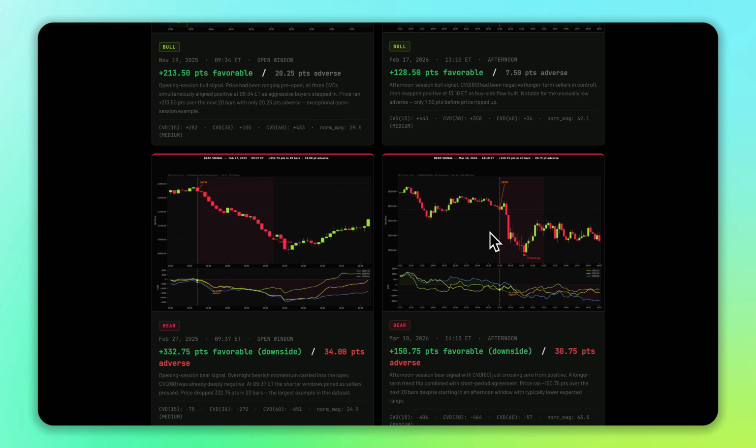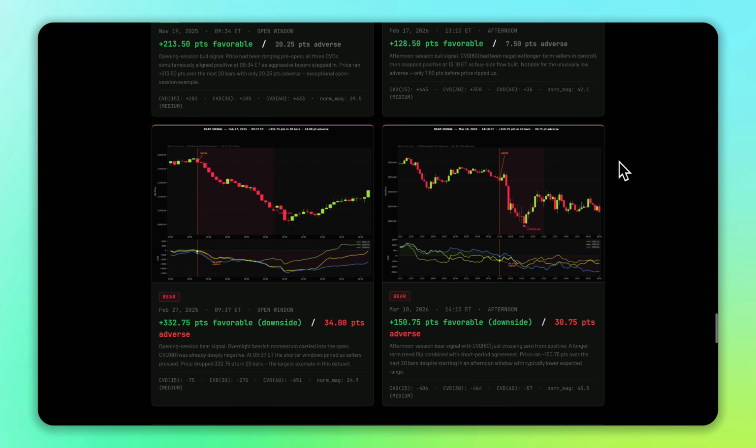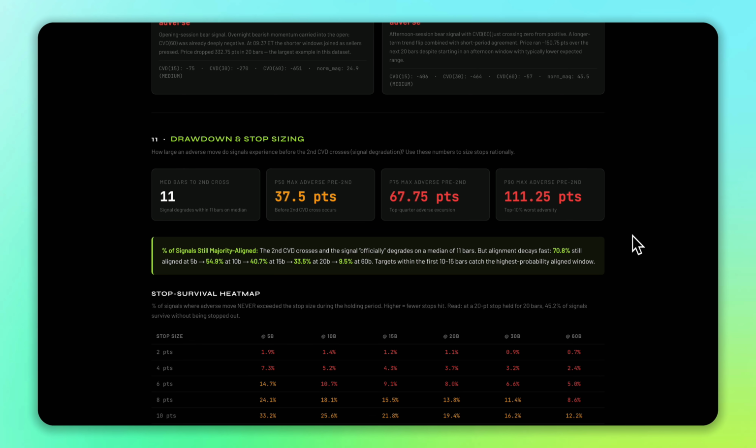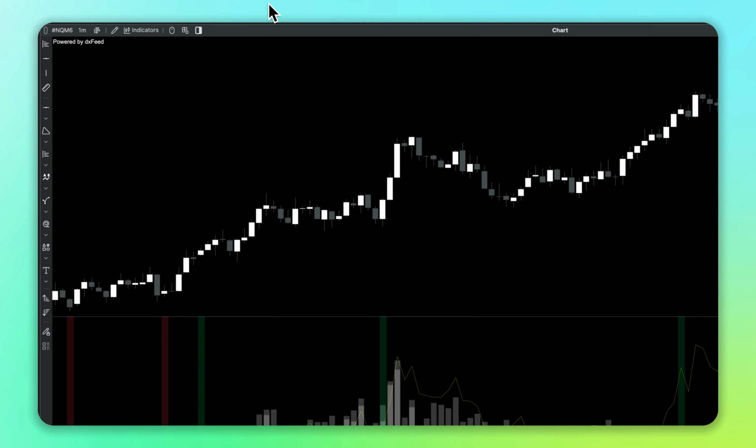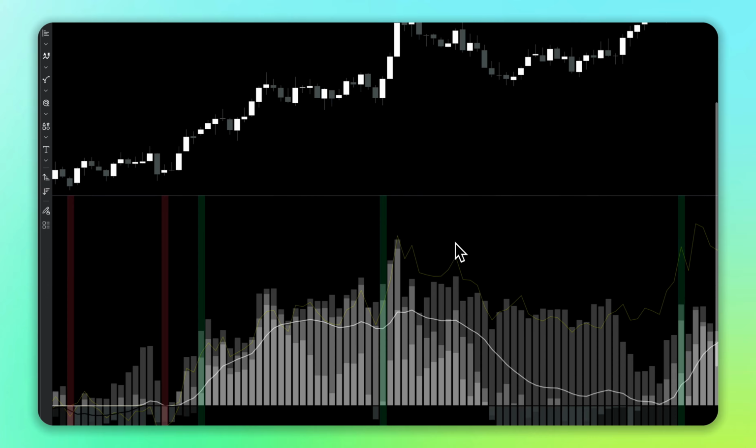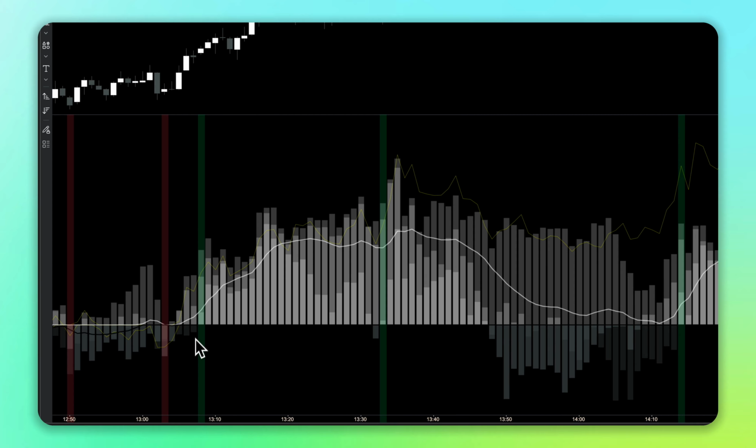It basically shows you how it all played out, and so you can kind of see that, which is pretty cool. And so now for the drawdown sizing. This is looking at how large it moved against you before the second CVD cross and the signal degraded.